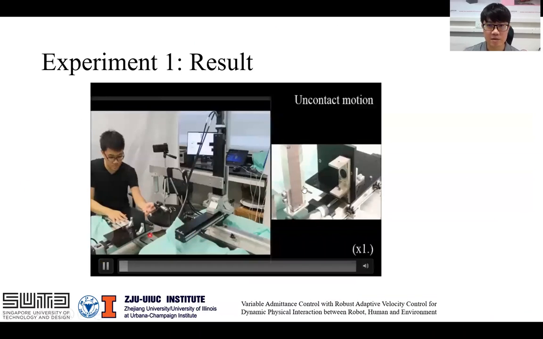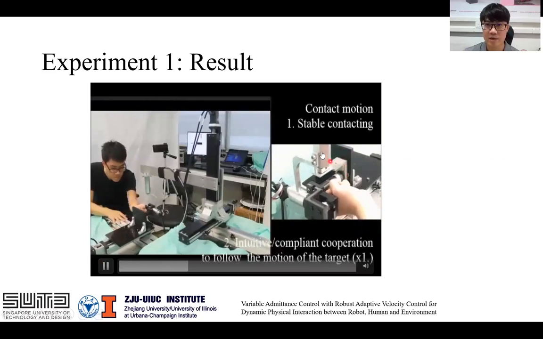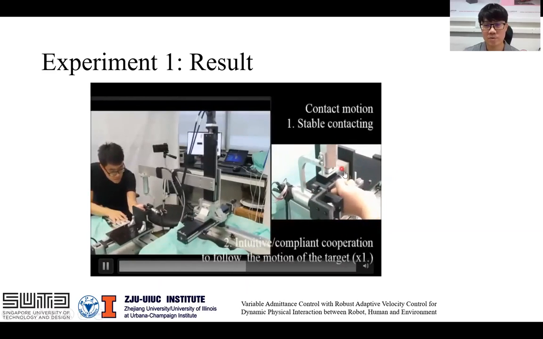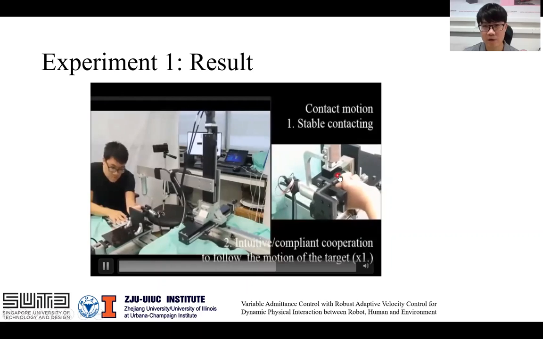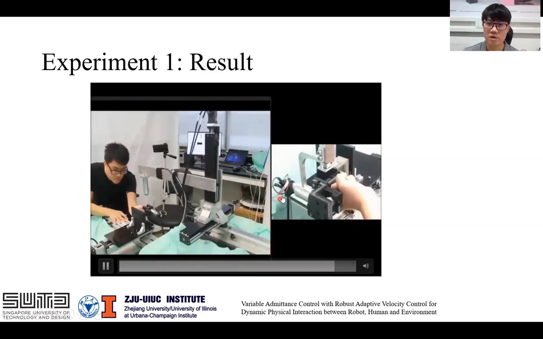And here's our result. As you can see, the platform is moving. Even though the contact point is dynamic, the robot and also the human can still confidently and stably interact with the environment. This shows our result.